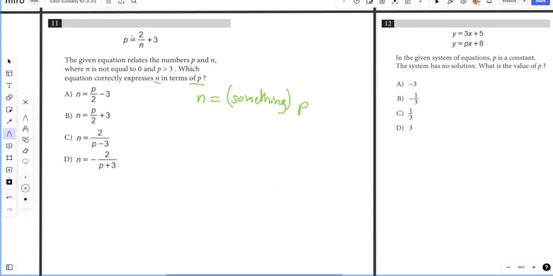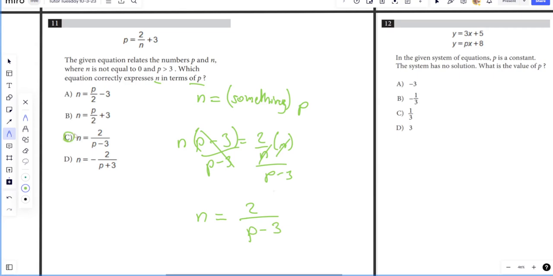And if I solve this, I can rearrange this to be p minus 3 is equal to 2 over n. And from here, I would take the reciprocal of everything, or cross multiply n onto this side, cancel out n from here, and then divide by p minus 3. So all in all, we get n equals 2 over p minus 3. Whoever said C will be correct.